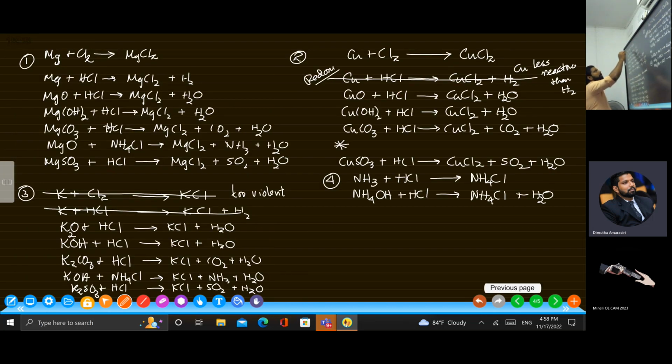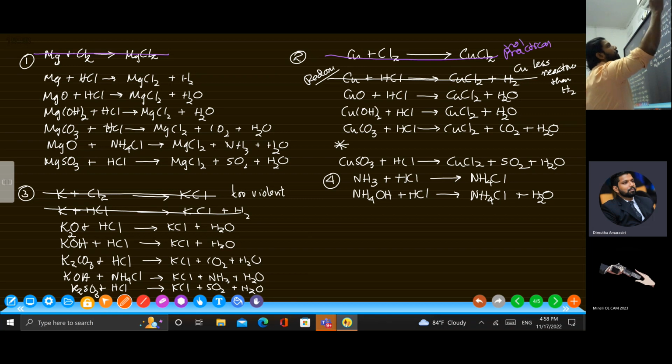Metal and non-metal reactions cannot practically make a salt. These are not practical. These are not practical.